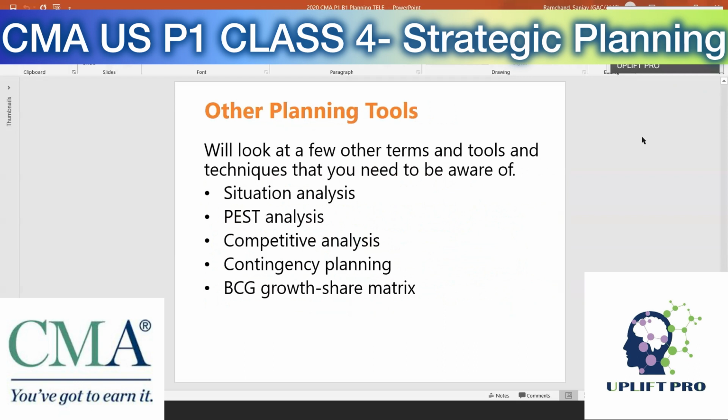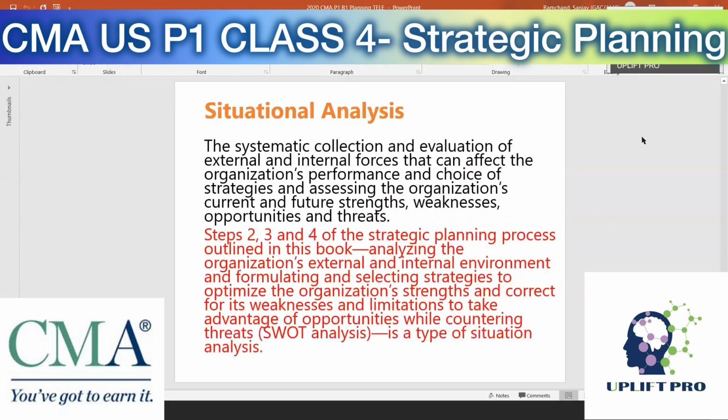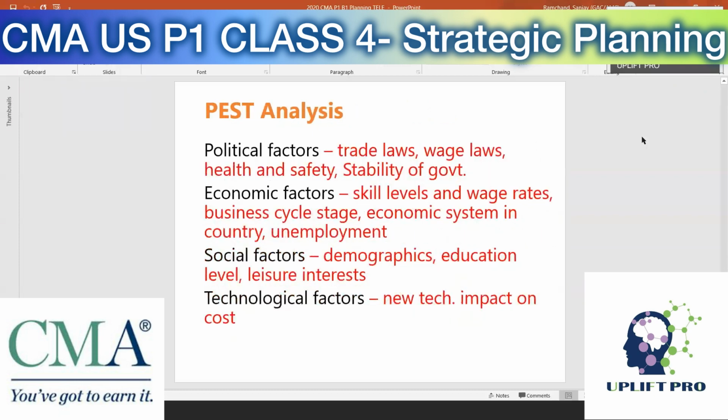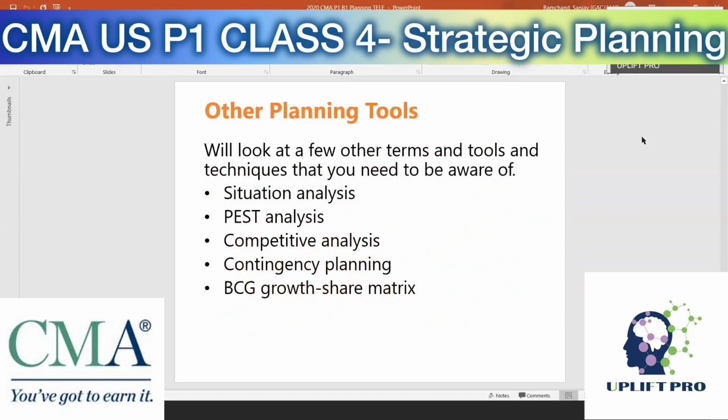Situation analysis, PEST. What does PEST stand for? Does anybody know what PEST stands for? It stands for political, economic, social, and I don't know what T is. T is technological. Okay, political, economic, social, and technological. And then you have competitive analysis, contingency planning, BCG growth matrix.